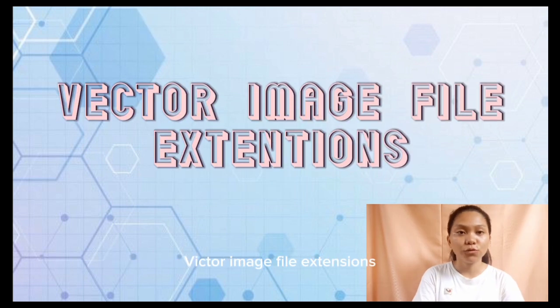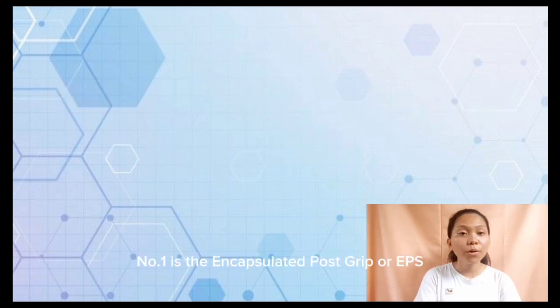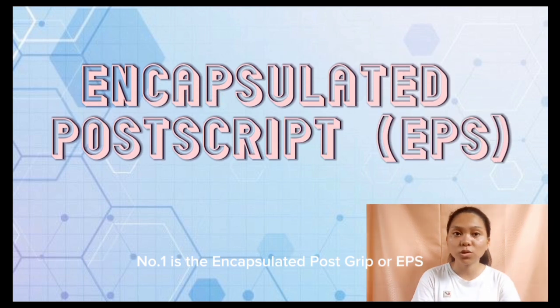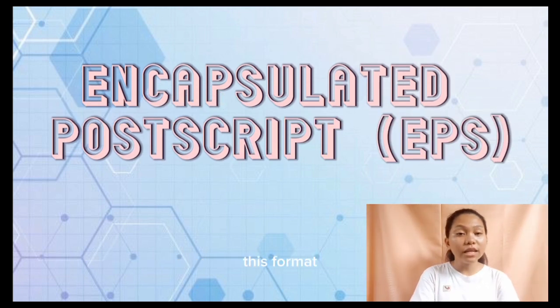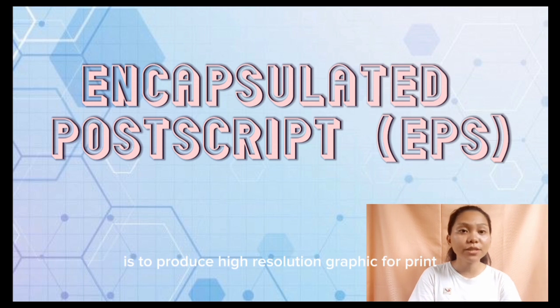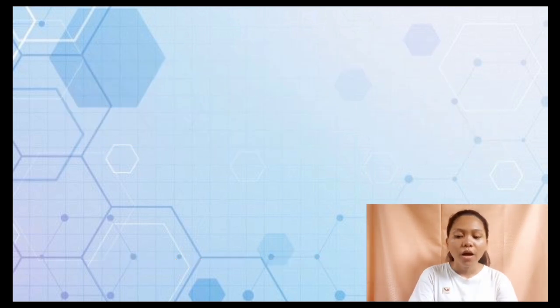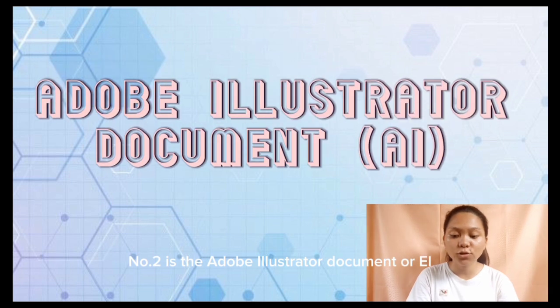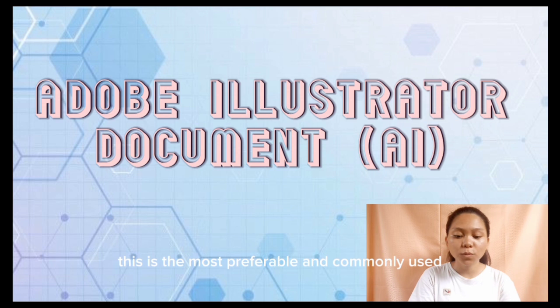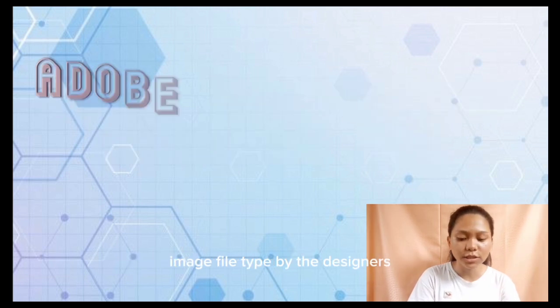Vector image file extensions. Number 1 is the Encapsulated PostScript or EPS. This format is used to produce high-resolution graphics for print. EPS file type can be opened in any design editor. Number 2 is the Adobe Illustrator document or AI. This is the most preferable and commonly used image file type by designers.